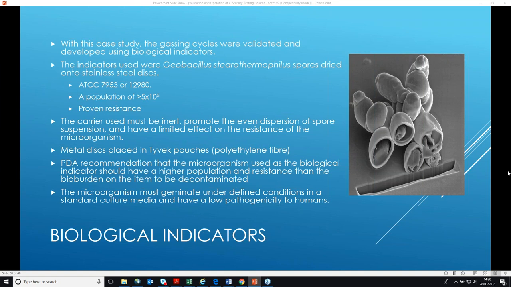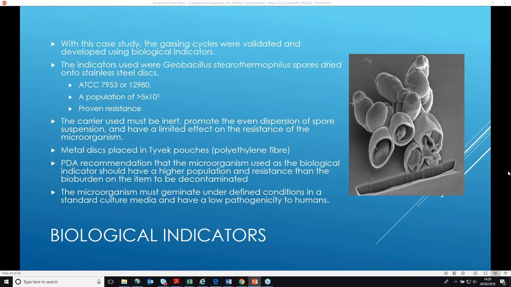Now, these metal discs are typically placed in Tyvek pouches or some other type of polyethylene fiber. And this creates the biological indicator used to validate the gassing cycle. It's important that the microorganism has the ability, should it survive or as verified through a positive control, to germinate under defined conditions in a standard culture medium, and it is of low pathogenicity to people.